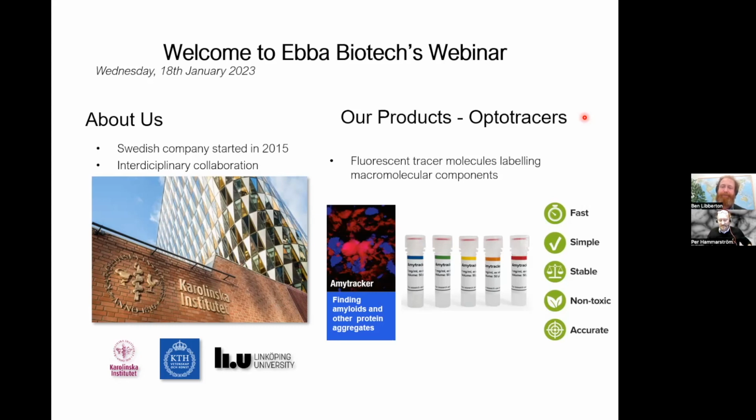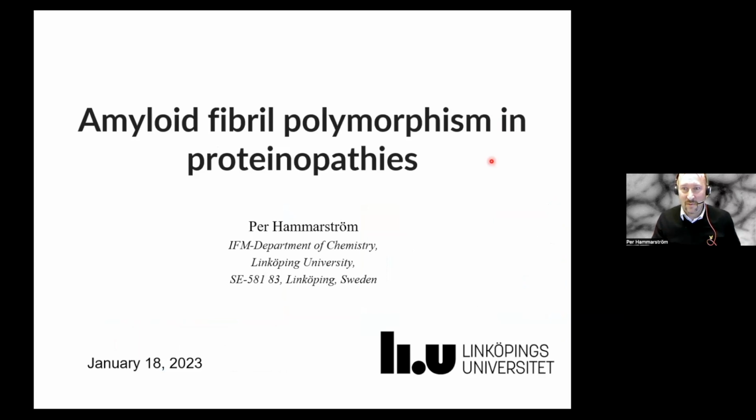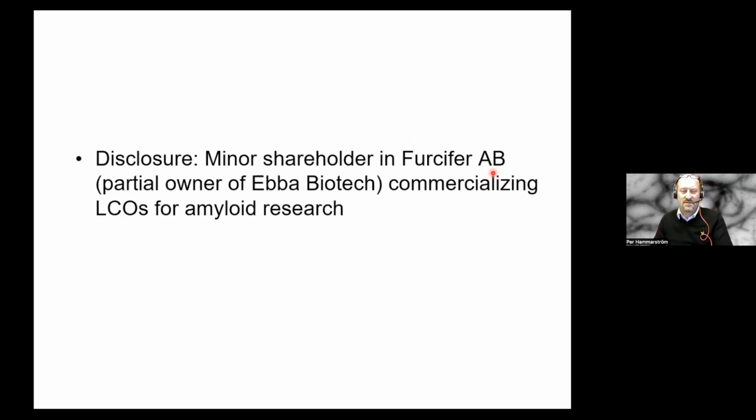Per, welcome. Thank you so much, Ben, and thank you for the very nice introduction, and to Ebba for inviting me to this seminar. What I will talk about today is amyloid fibril polymorphism in proteinopathies, which are diseases caused by protein misfolding. And of course, amyloidosis is one of the major proteinopathies there are. But before going further, I also want to make the disclosure that Ben was referring to. I have a very minor economical interest within the Ebba Biotech company commercializing what we call LCOs. Here, Ebba calls them AmyTracker, sorry.